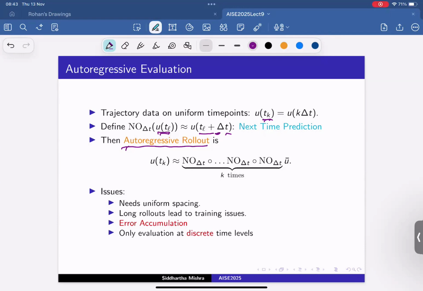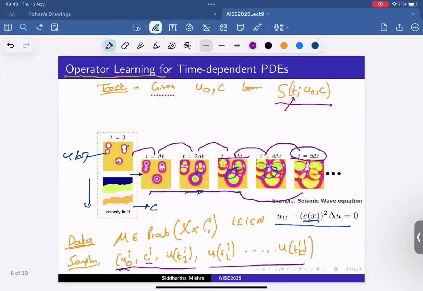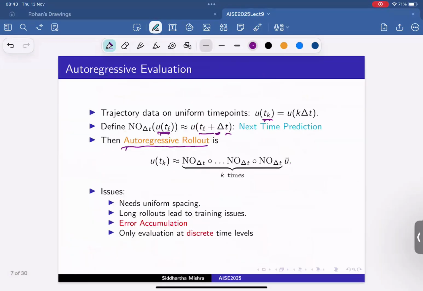So you train it for the next time step, you have a large data set, right? And then during inference, I want you to predict this. So you start with the initial conditions, apply it once, apply it twice, apply it 3 times, 4 times, 5 times, right? And similarly, you keep on doing as you do. So what is the problem?